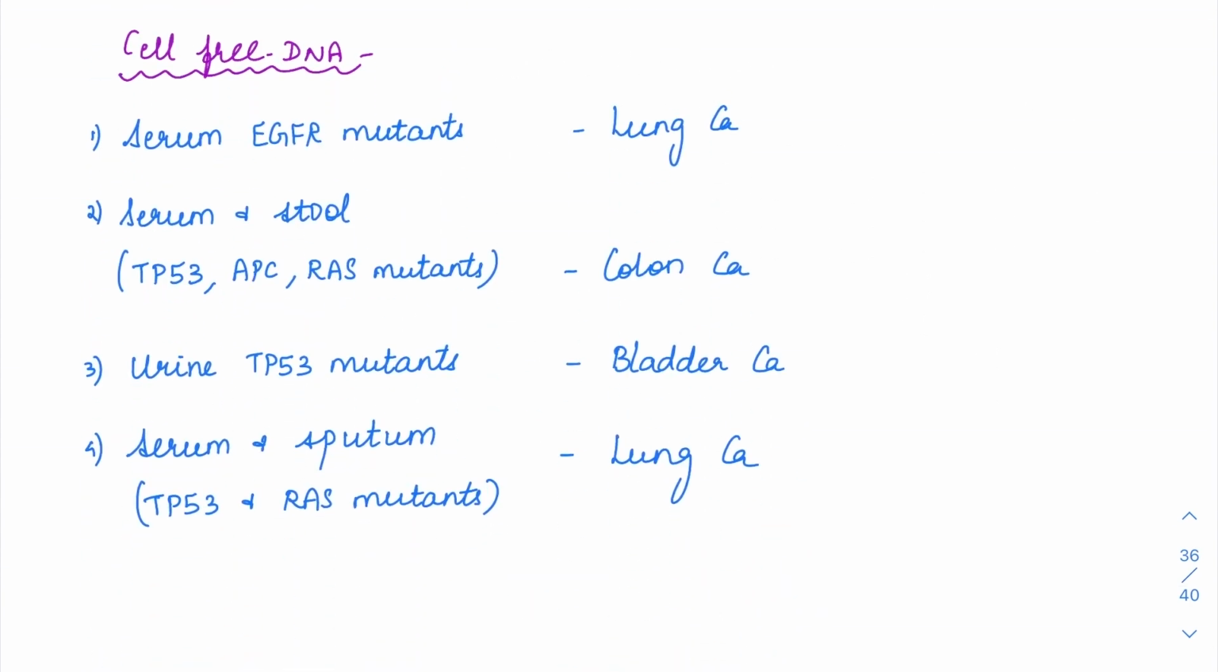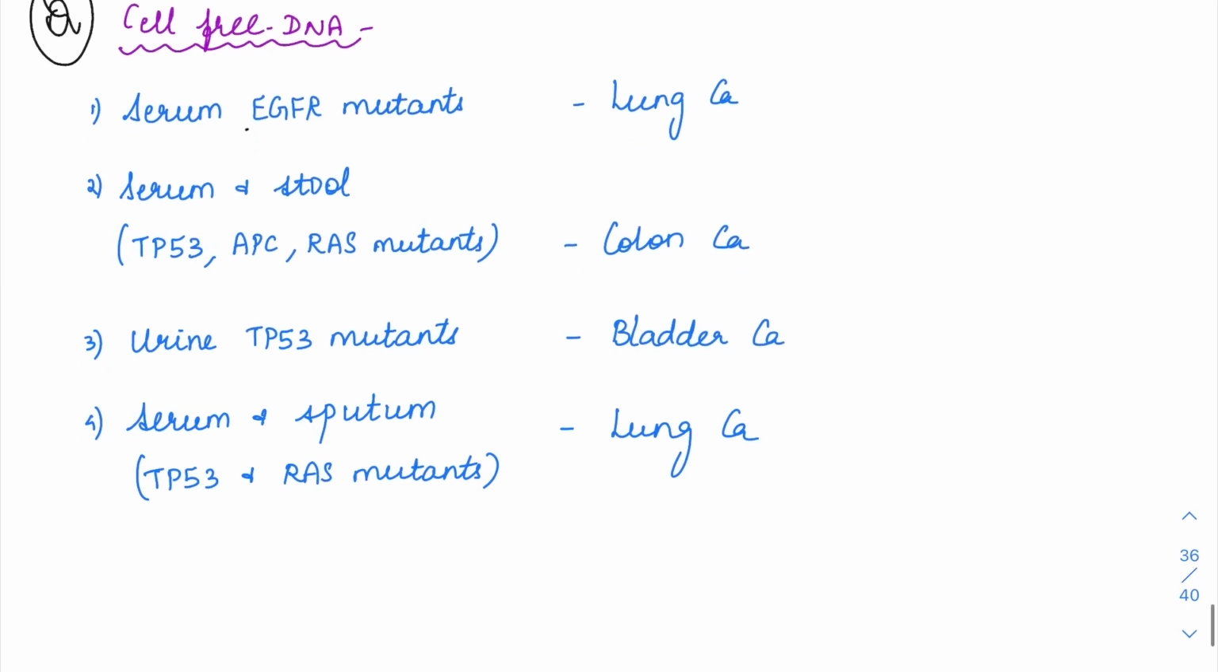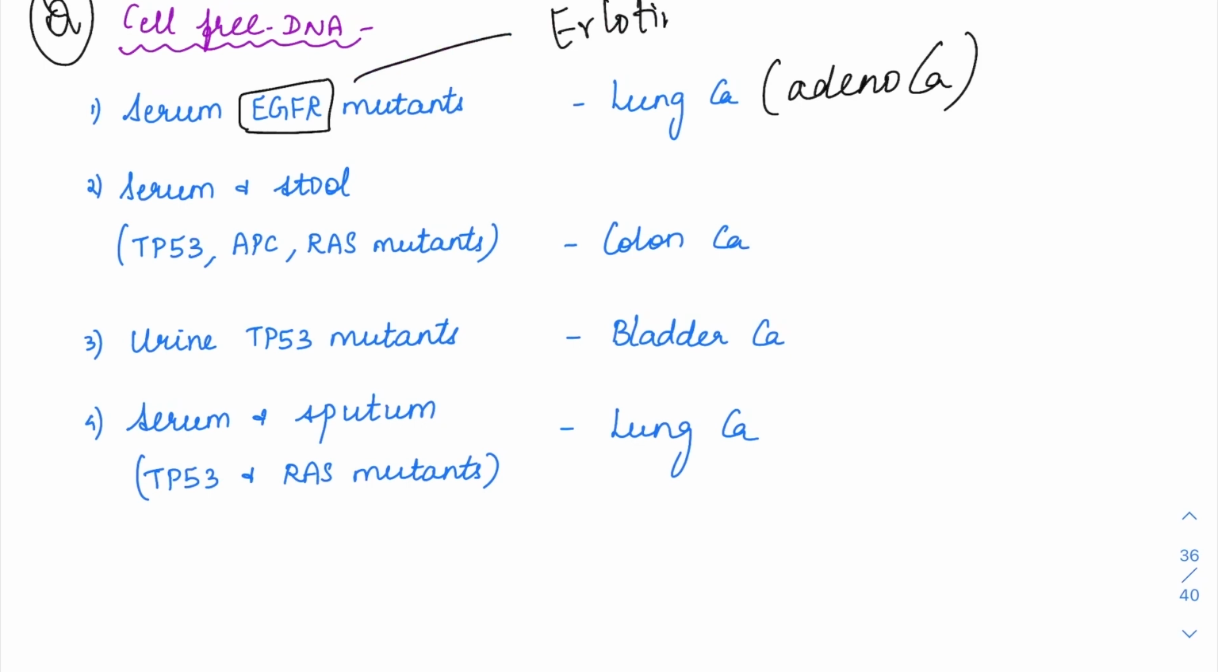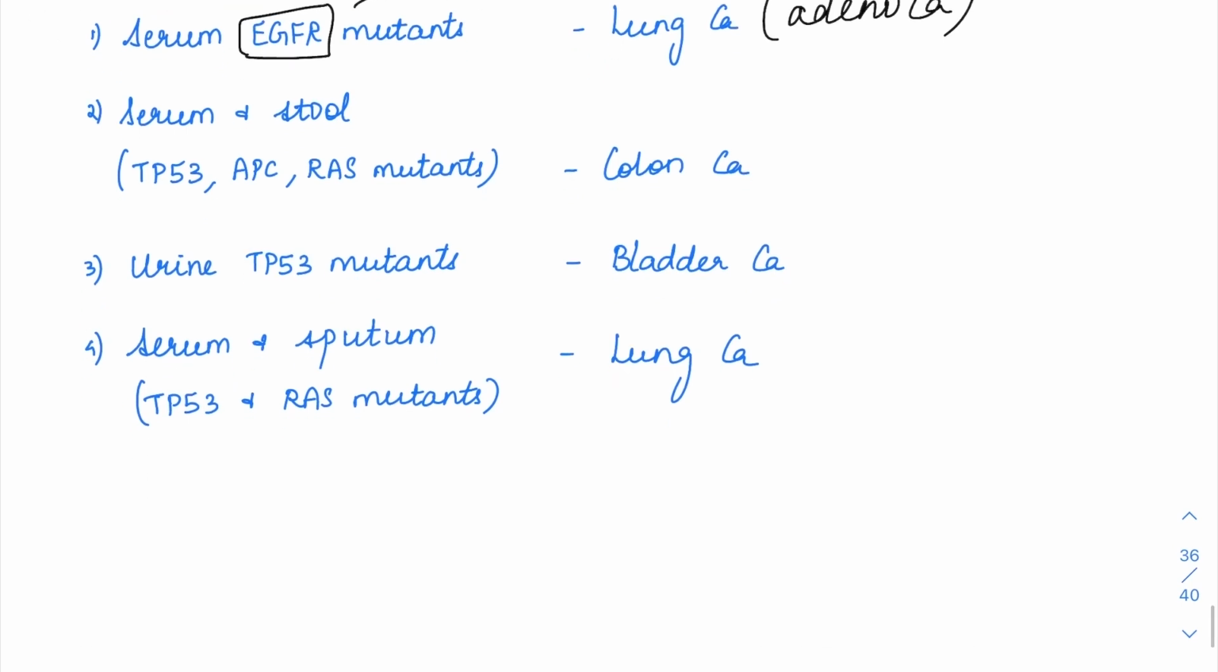Then the last one, this is the newer addition in the Robbins. Cell-free DNAs, I already mentioned, right? Cell-free DNAs you can identify for specific mutations. That is the DNA, right? You get the DNA of the tumor cells, so from that you can directly identify the mutations. In the serum, if you check for the EGFR mutation, it is going to be for lung adenocarcinoma. Remember, I told you EGFR is going to have targeted therapies, erlotinib and gefitinib. For that reason, you can check the serum EGFR mutants.